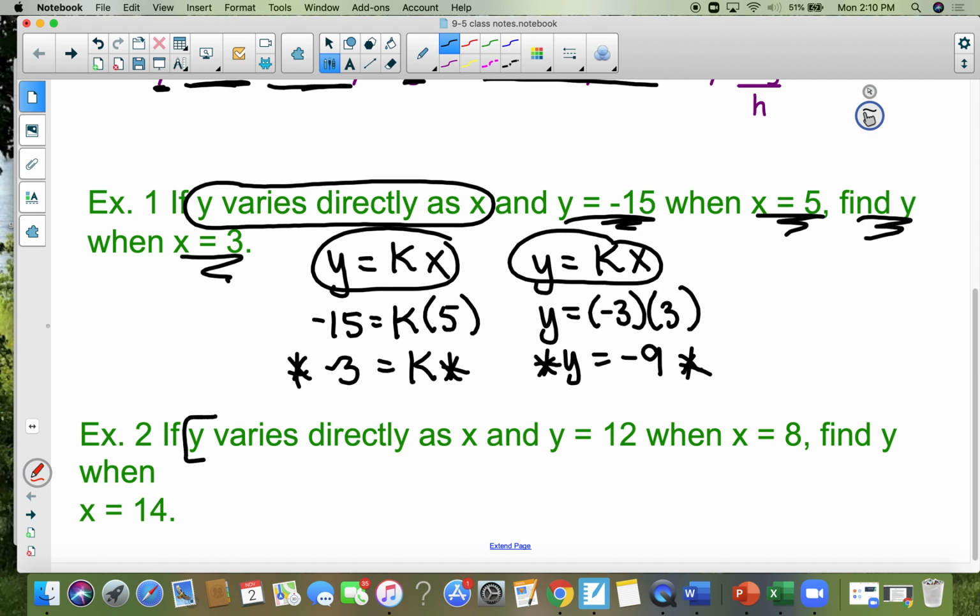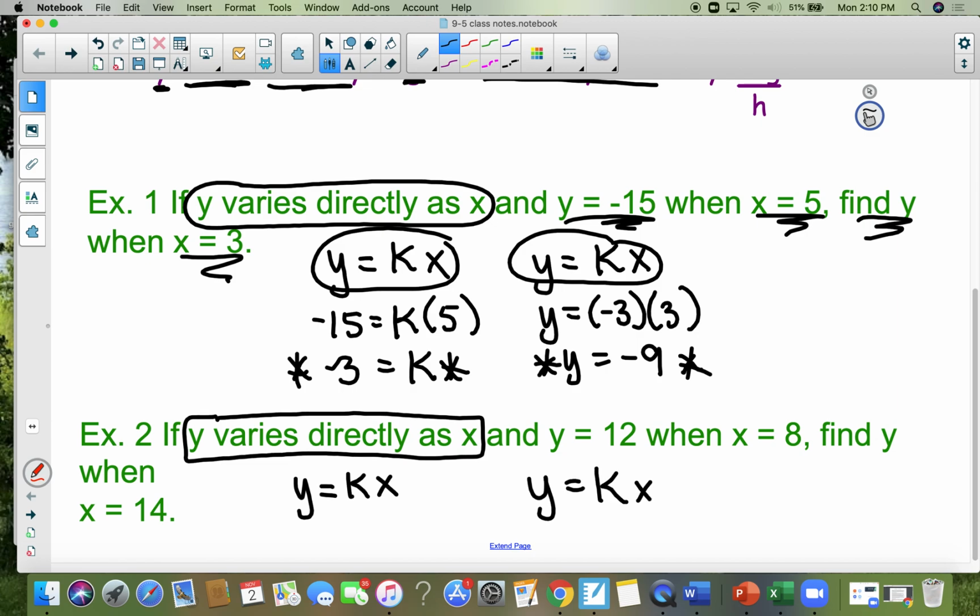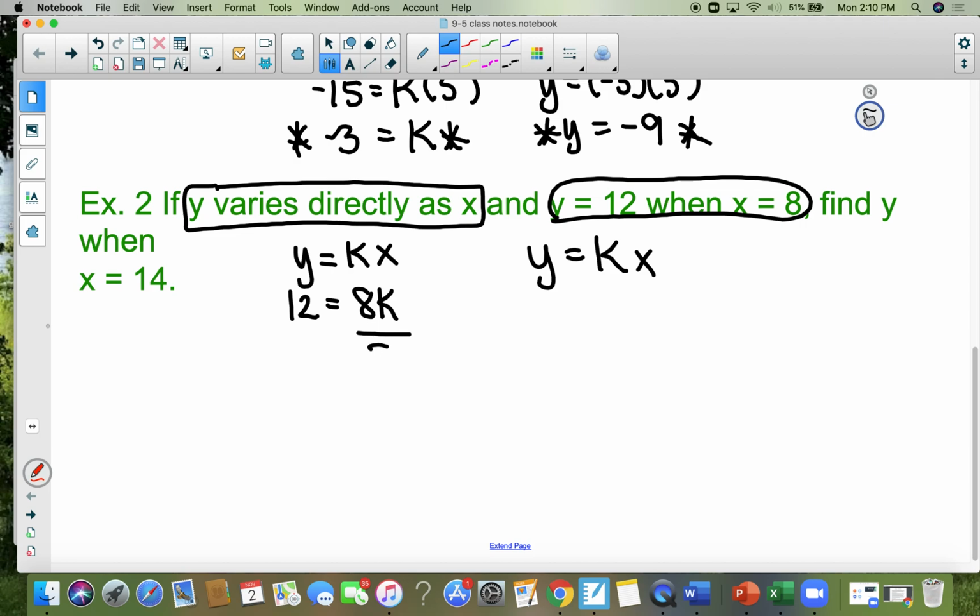Let's do this one again. Y varies directly as x. Y equals k times x. And I like writing both equations down twice to know that I need it twice. If y is 12 when x is 8, so y is 12 and x is 8, so 8k. I'm going to divide both sides by 8. K is going to equal, 4 goes into both of these, 3 halves, or 1.5.